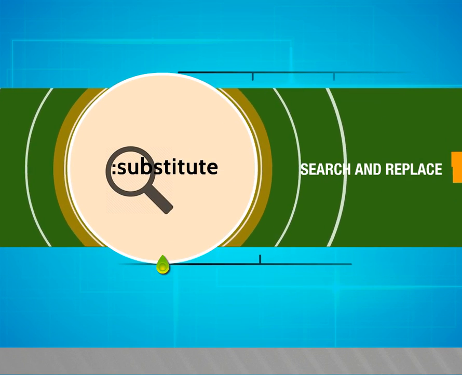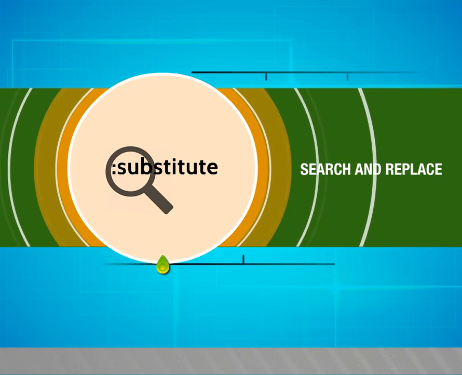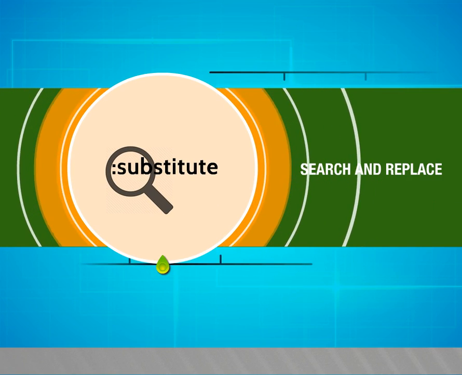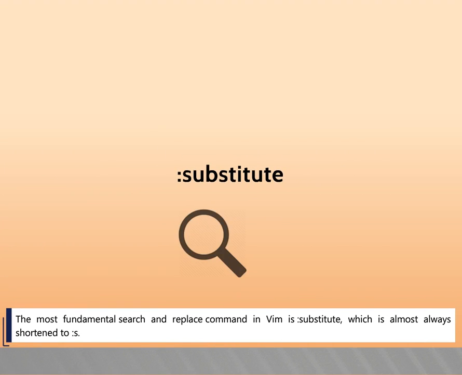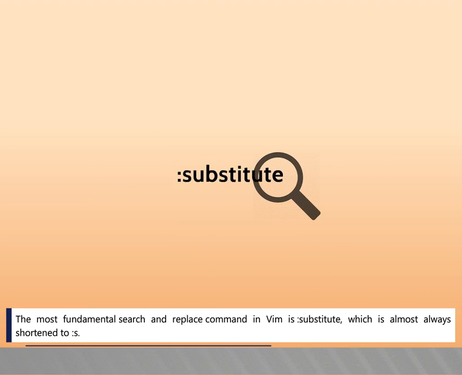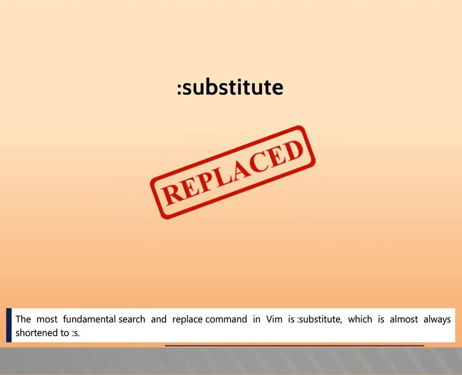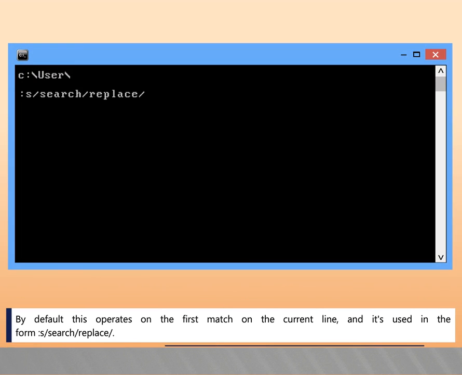Search and replace. In this video, we are going to see about search and replace. The most fundamental search and replace command in Vim is substitute, which is almost always shortened to s. By default, this operates on the first match on the current line, and it is used in the form s/search/replace/.